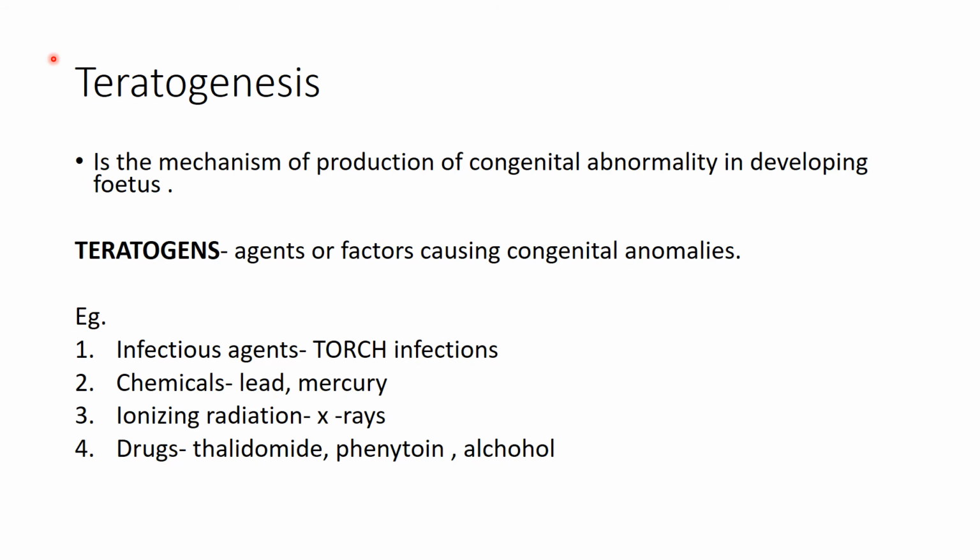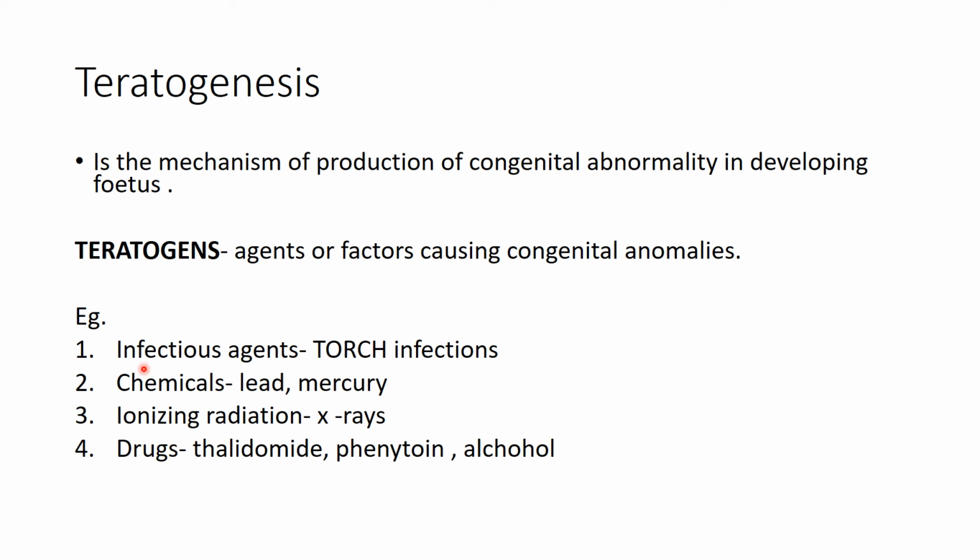There is a separate branch of study called teratology, which deals with congenital defects and the causes behind them. The mechanism of production of congenital anomaly in the developing fetus is called teratogenesis. Teratology is the study, and teratogenesis is the process of development of congenital anomaly in the fetus. The agents or factors that cause these congenital anomalies are called teratogens.